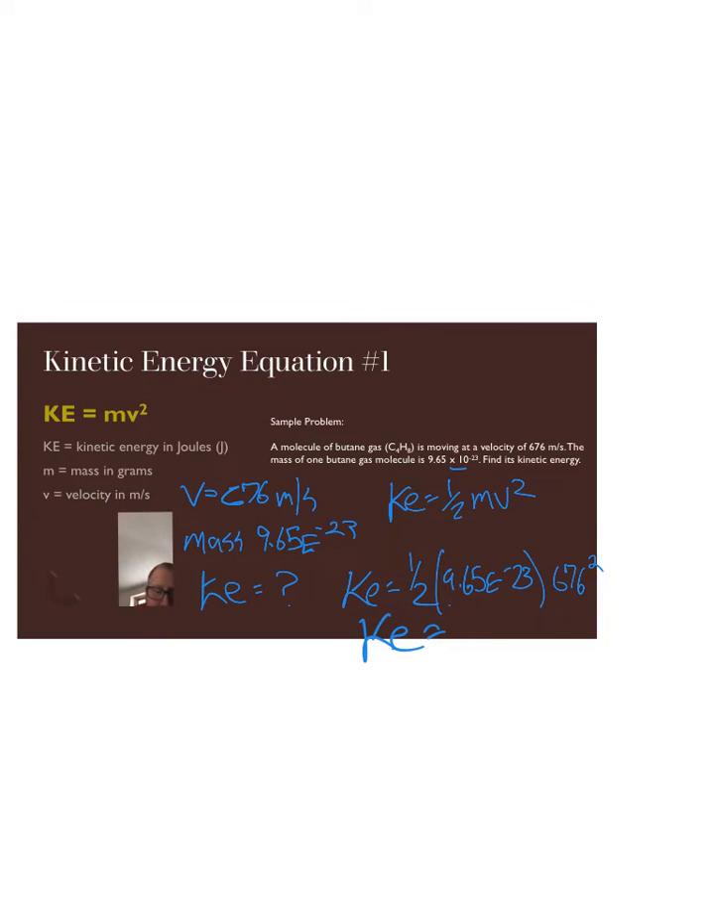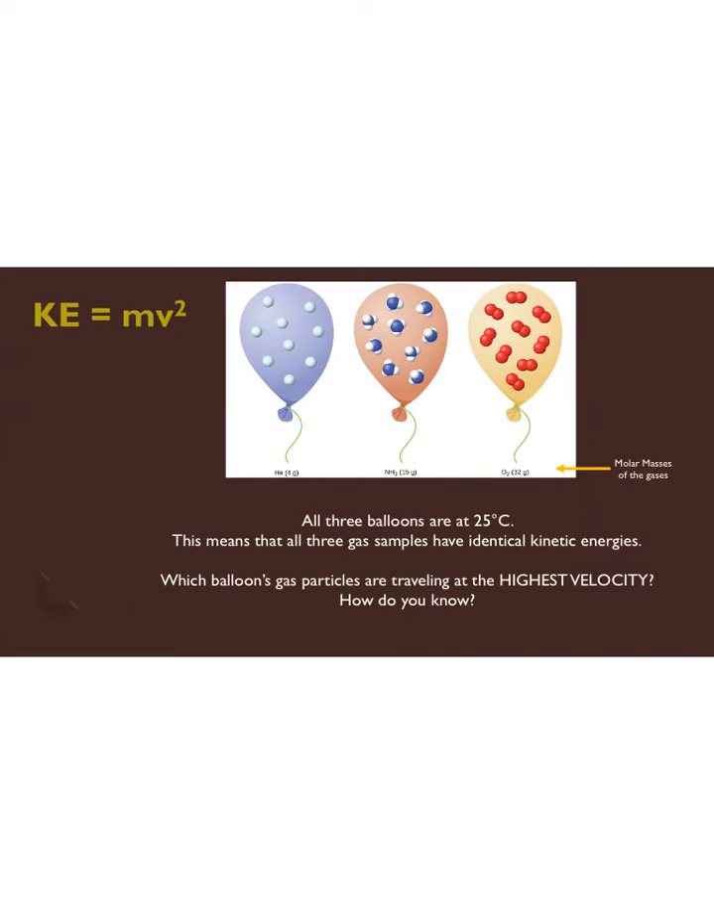If you plug that into your calculator correctly, and be careful how you enter the E to the negative 23, you're going to get 2.2 E to the negative 17 joules, which is obviously not a lot of energy, but we're talking about one molecule of butane. So there's going to be lots of molecules of butane, thus it's going to have a lot of energy.